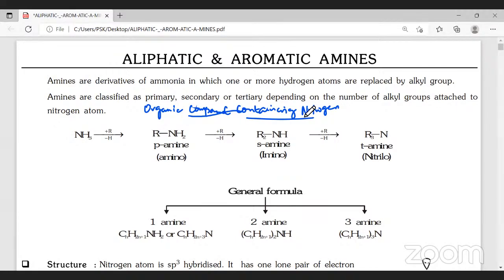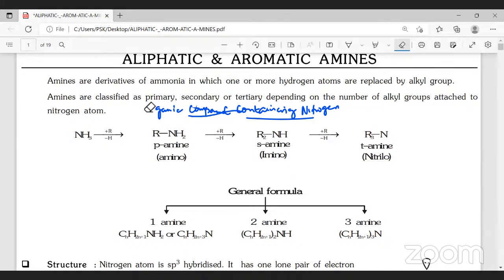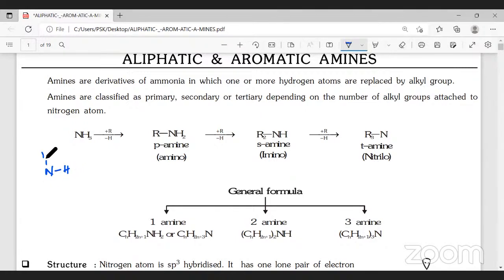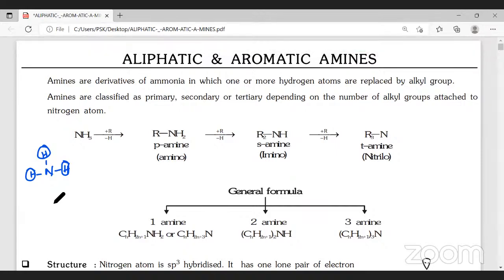Now, how do we define an amine firstly? So amines can be defined as a derivative of ammonia. What do you mean by that, derivative of ammonia? We know that the molecular formula of ammonia is NH3, N with H, H, and H. So from this, if these hydrogen atoms are replaced by R, then we call it derivatives of ammonia. So the parent molecule for amine is ammonia. So from ammonia, we can derive aromatic or aliphatic amines.